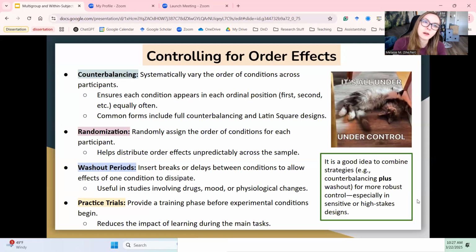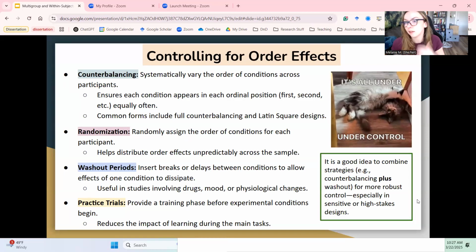So it can get really complicated. It's at a higher level of course design than what we're currently doing. I just want to expose you to it. I'm not going to make you do Latin square designs. You can see some examples of them in your textbook, or counterbalancing designs and what that looks like. But the short of it is that we're going to vary the order of conditions across participants.